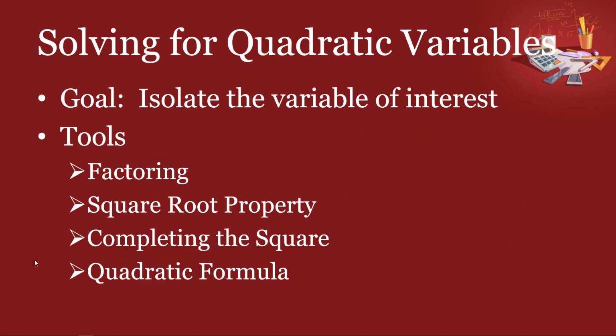Okay, now we want to talk about solving variables or solving equations that are quadratic in nature. One such equation might be the free fall equation, where the distance that you fall is going to be equal to 1/2 times the acceleration due to gravity times t squared, where we will solve for t. And what we want to do, well, we want to isolate that variable of interest. And what tools do we have? The same tools we have for solving the problems that we have solved before, namely factoring, the square root property, completing the square, and the quadratic formula.